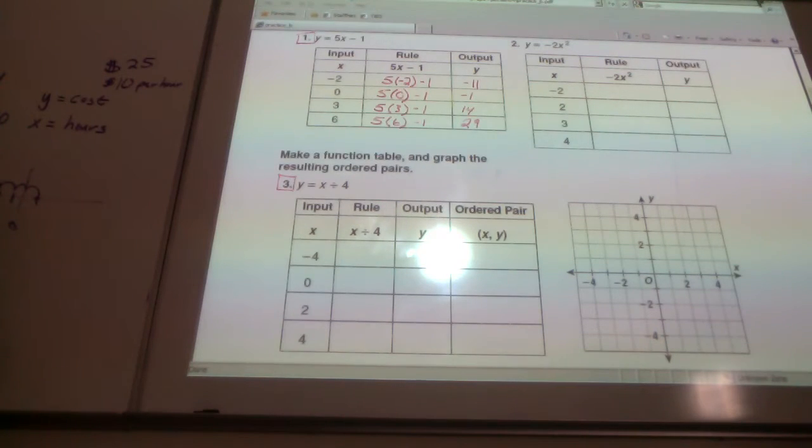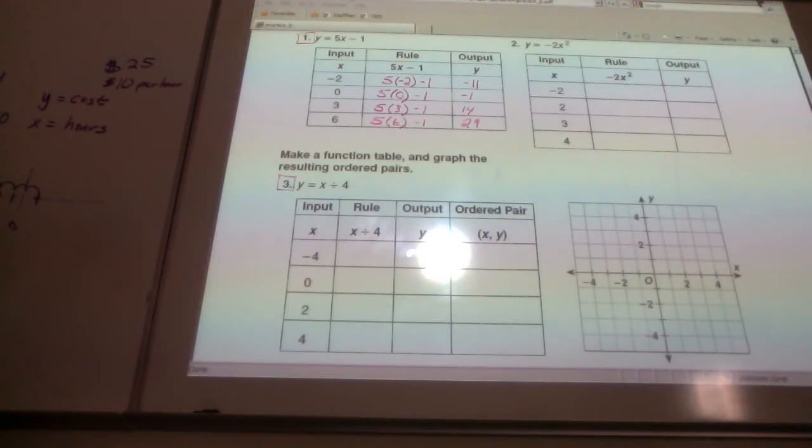So, how many kids got those questions correct? Good, good. Now our second one was a little more challenging because not only did we have to put in values, but we also had to graph that information. Okay? And we had to create our ordered pairs.